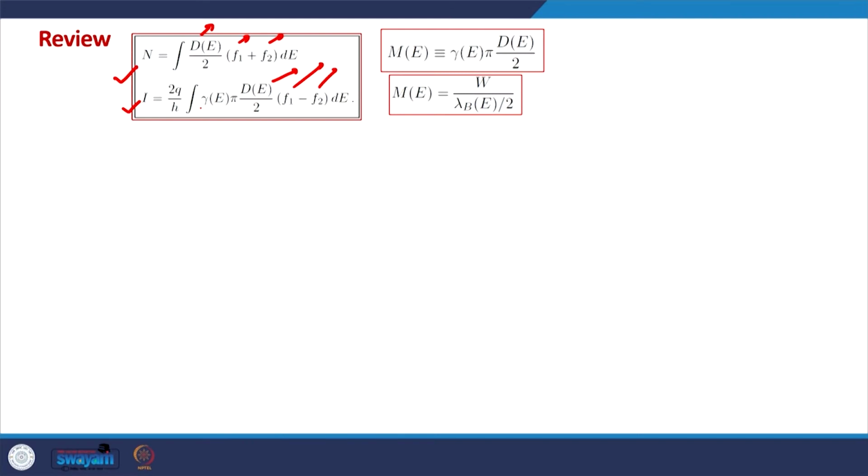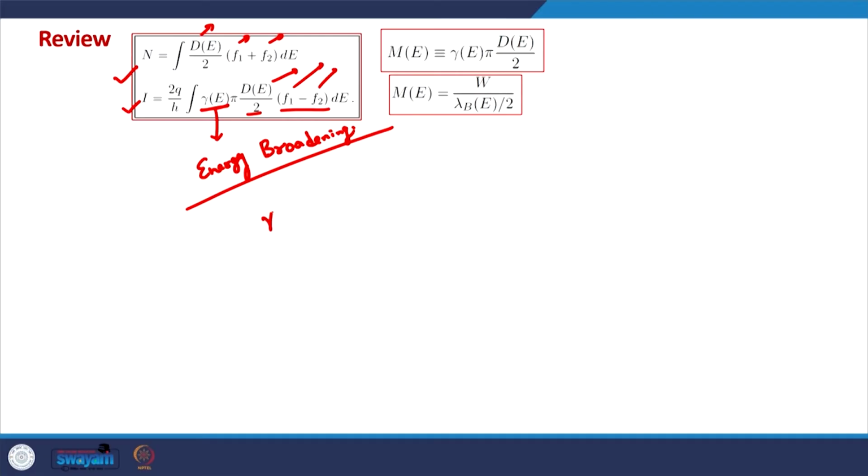Then in the current expression, in addition to the density of states and Fermi functions, we have this parameter as well, which is known as the energy broadening due to electron transport in the device. In the ballistic transport case, it actually makes sense to call it energy broadening.